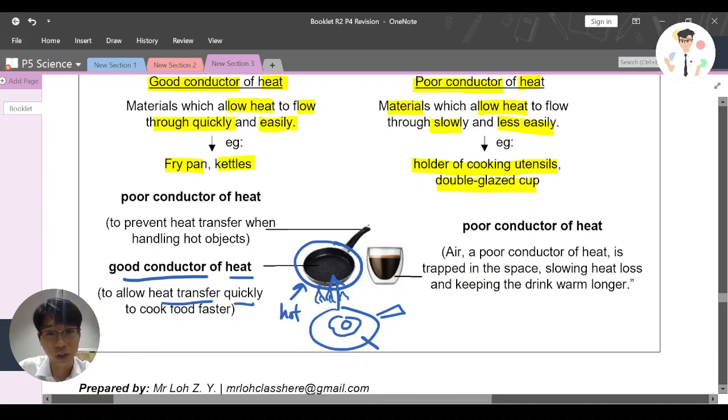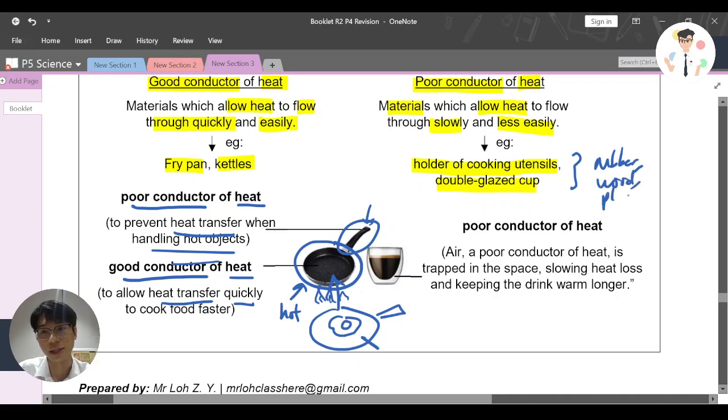However, on the other hand, I need to hold here, right? If here is also a good conductor of heat, wow, that would be so hot, and then I cannot cook properly. So on the other hand, I need to put something that's a poor conductor here to prevent heat transfer when I handle the object. I can use rubber, maybe wood, sometimes plastic, depending on what I'm able to use. Again, the frying pan here needs to be a good conductor of heat, and here needs to be a poor conductor of heat.